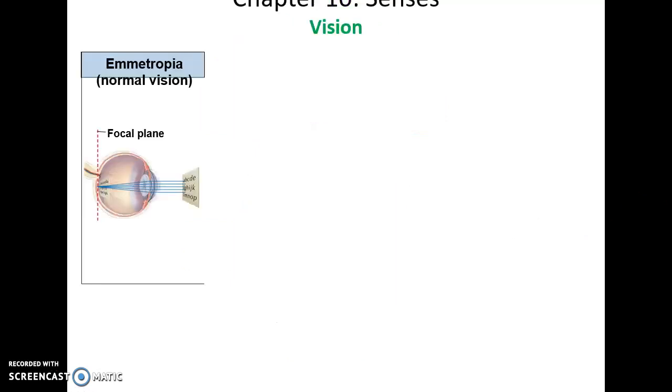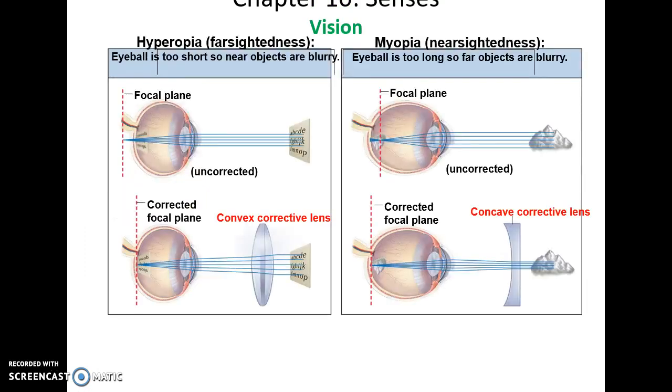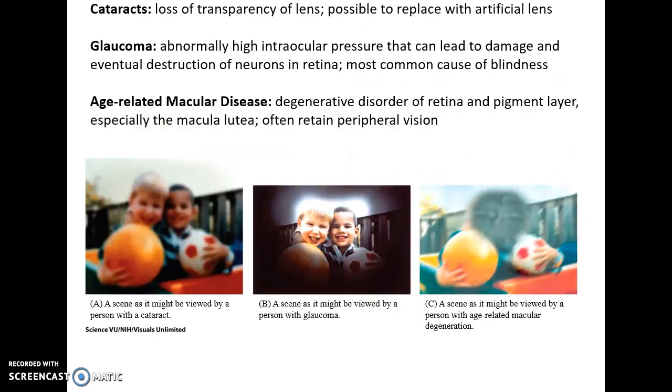Emmetropia is normal vision, where people have 20/20 vision. They can see quite well for a human. Hyperopia is farsightedness. The eyeball is a little too short, so near objects are blurry. So you need a convex lens to correct for that. And myopia is nearsightedness. The eyeball is a little too long, so things that are far away end up being blurry. In this case, you need a concave lens to help correct for this.